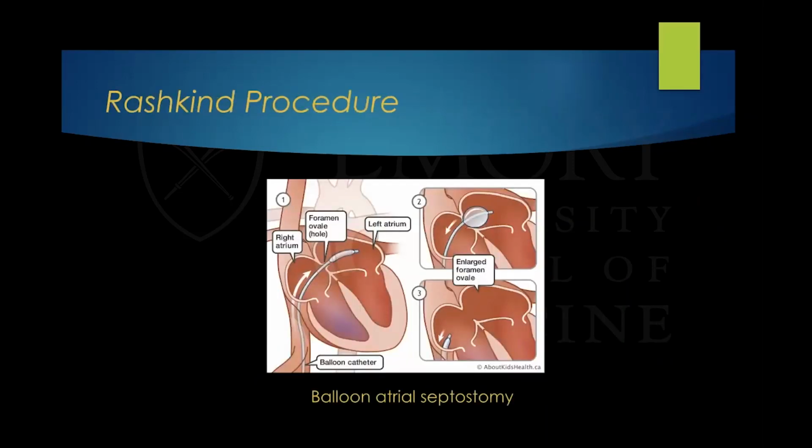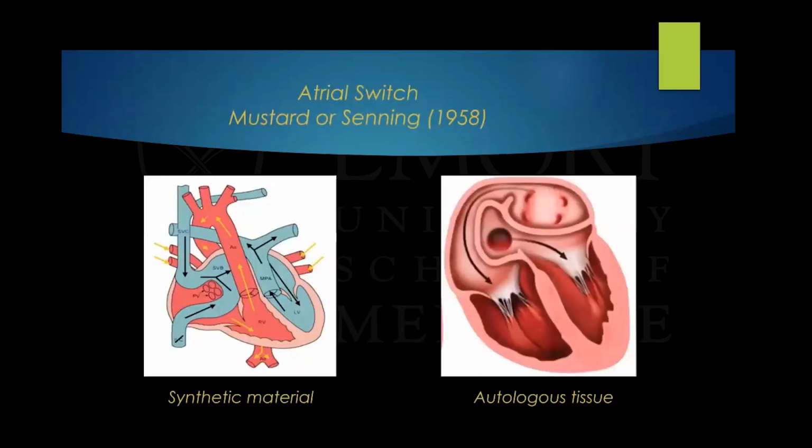So when the babies are born, they need immediate intervention to mix the blood, and they have what is called the Rashkind procedure. This is done in the cath lab, where they put a catheter through the foramen, inflate a balloon, and open a big atrial septal defect. After the baby has grown, they then have another, palliative repair.